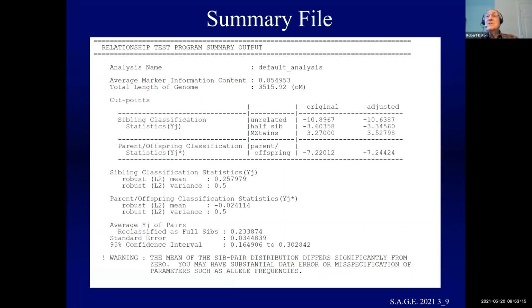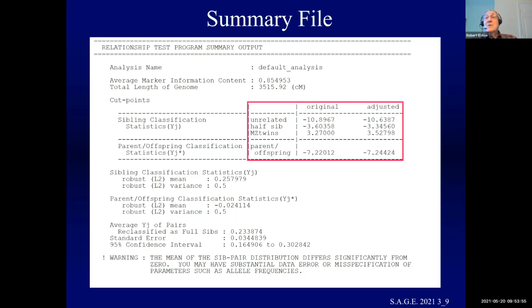Okay, so this is just a summary file. It says default analysis, and you can see it talks about the average marker information content that was defined in a paper by Lander and Kruglyak, or Kruglyak and Lander, I can't remember. And then if you look at the cut points, you see that you have the original and the adjusted. And the whole point is that, rather cleverly, the program can tell that you've got a little shift here.